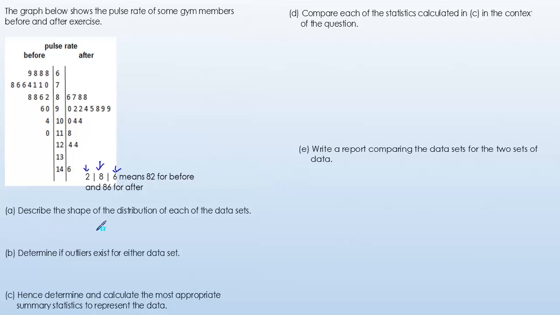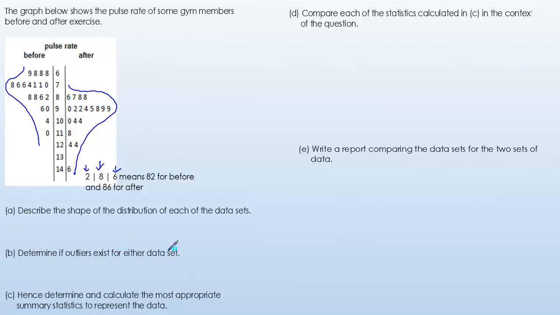We want to describe the shape of the distribution of each of the data sets. Well, if we look at them, they both appear to be negatively skewed. Most of the data is at the bottom end, and then it stretches out. So they're both negatively skewed, but the before seems to be to the left or contain lower values than the after. So that's what I would comment on.